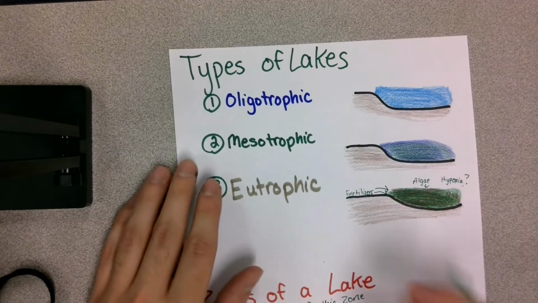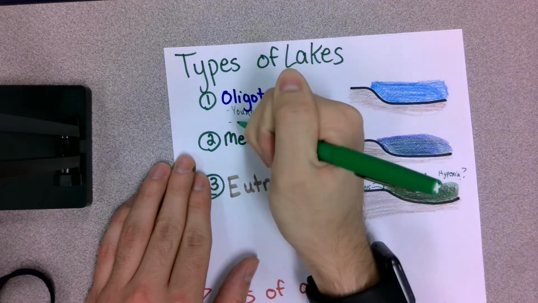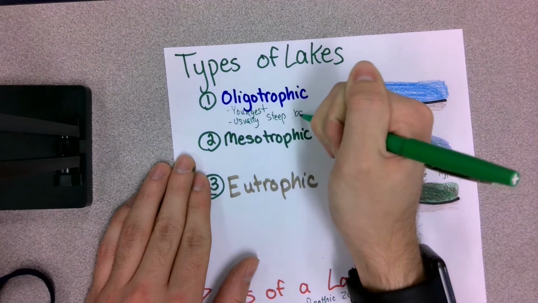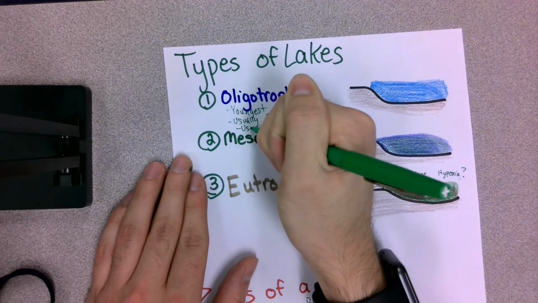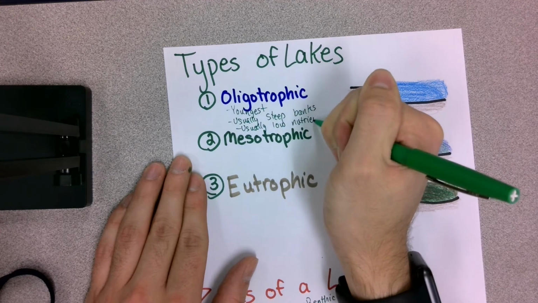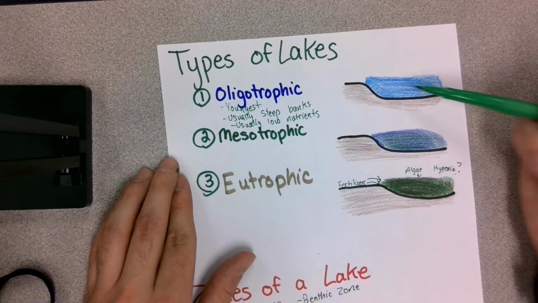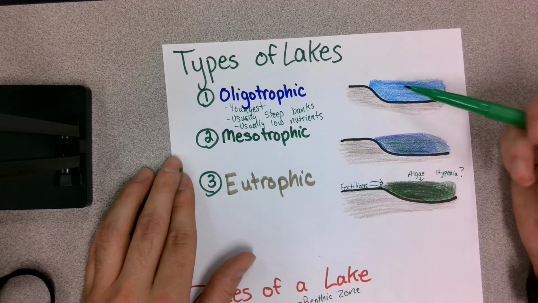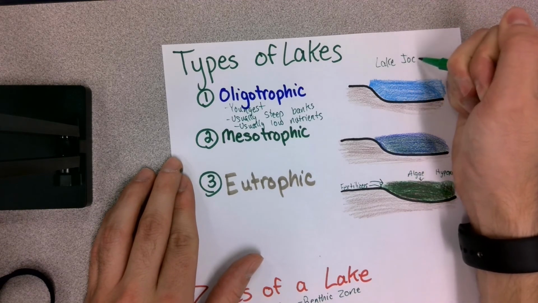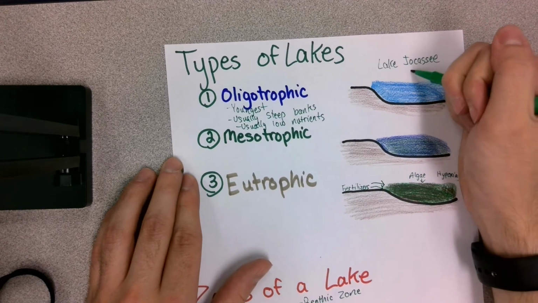All right, so I'm going to write youngest, usually steep banks, usually low nutrients. I tried to show here that the water is actually colder and it doesn't have a lot of nutrients in it, so it's a bright crystal blue. An example of this one would be Lake Jocassee. I don't know how to spell Jocassee, so I'm just going to do my best. All right, so Jocassee would be this one here.